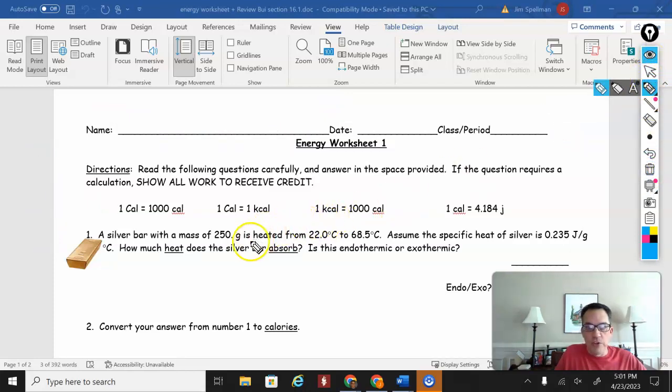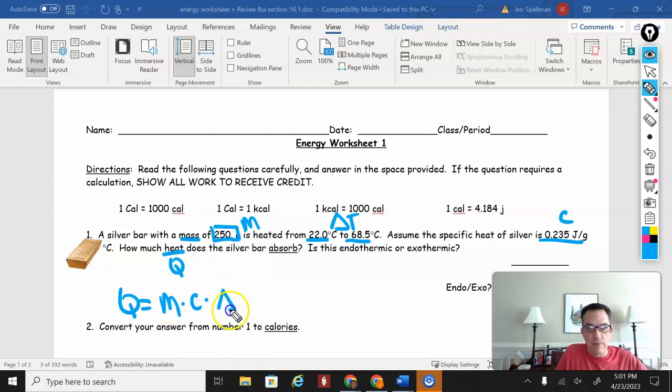So in question number one, we have a mass of 250, right? That's your M because that's mass. It is heated from 22 to 68.5, right? That's going to be your delta T. We've got a specific heat of 0.235, which is your C. And the question then is asking how much heat is absorbed, and that's your Q. So again, going back to your formula, which is Q equals M times C times delta T. You've got everything you need here.